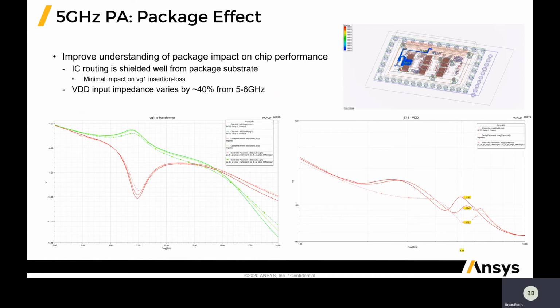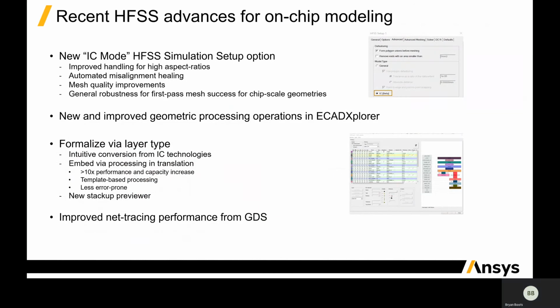So perhaps there are some design changes or some design considerations that you can make because at high current draw, perhaps that shows up as too much fluctuation on the power plane. So how did we get here? There's really been a couple major advancements in the workflow to address on-chip modeling and push boundaries.